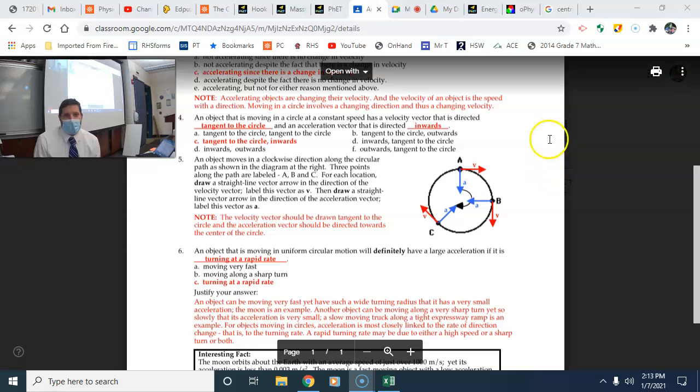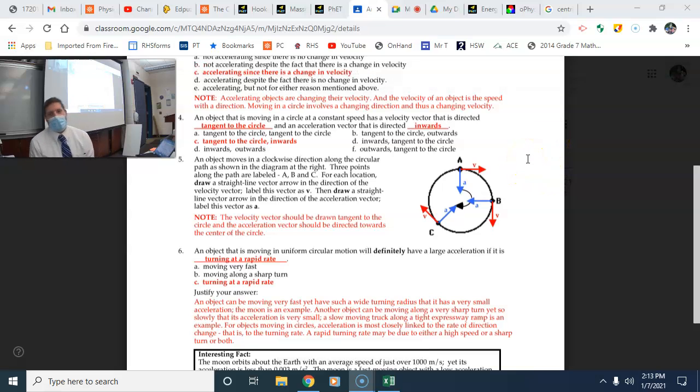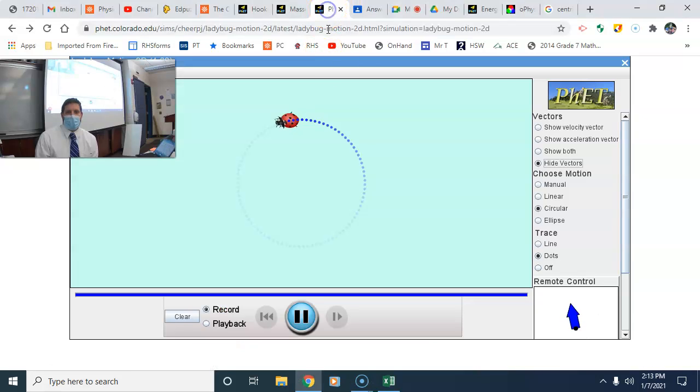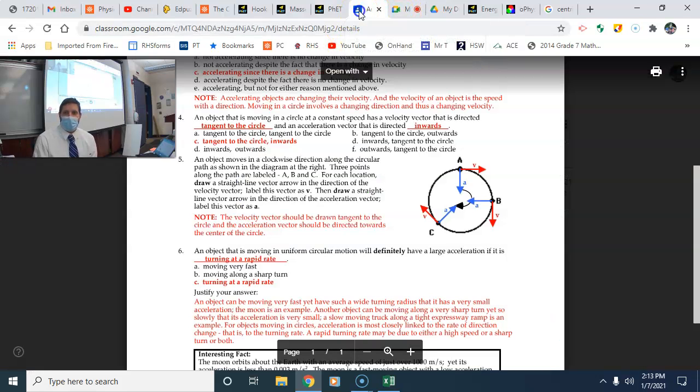Number 4, an object that is moving in a circle at a constant speed has a velocity vector that is directed. So this was from earlier this week. This is where I'm going to flip back to the ladybug. Velocity is always straight off the circular path. We called that a special name, geometrically a tangent to the circular path. So that part of that question was kind of older from earlier in the week.